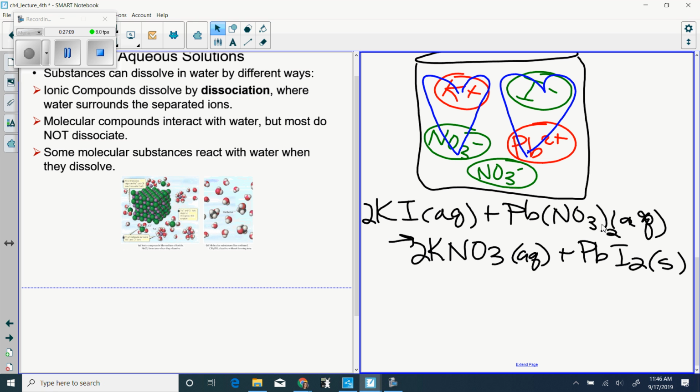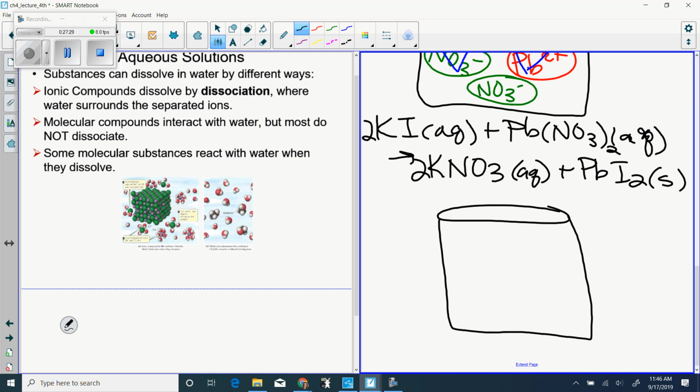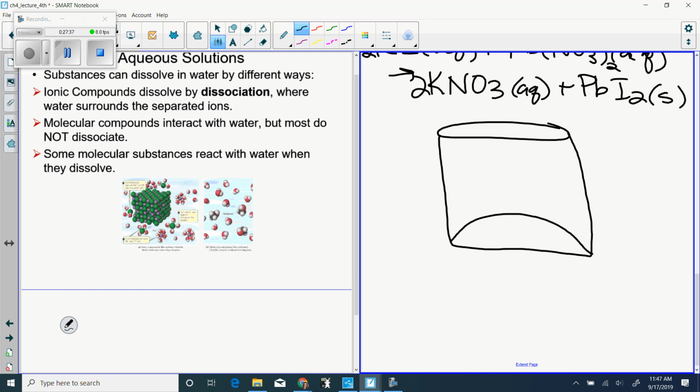So that yellow powder is lead iodide precipitate. We call it a precipitate when we make a solid. Okay? So now let's draw that in a particulate diagram. This is the last particulate diagram. When we make a precipitate, we draw a mound on the bottom to show our reader that we understand that it would settle out to the bottom. We label it as a solid, so they know that we know that it's insoluble.